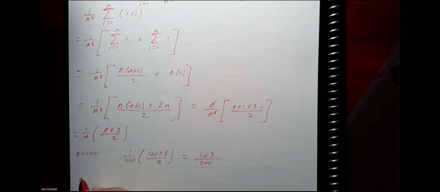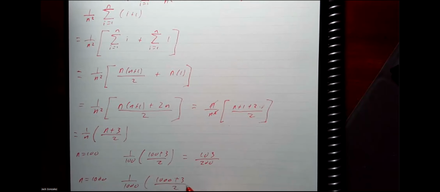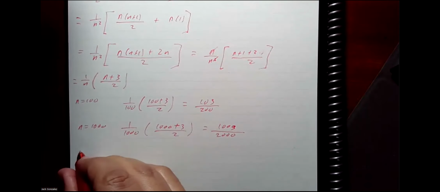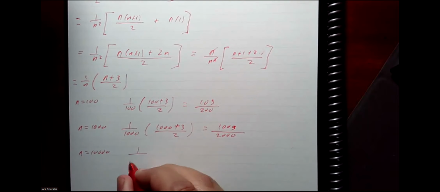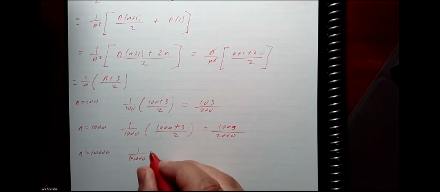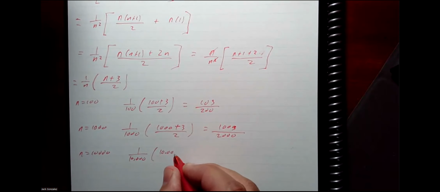And then do the same thing for 1,000. That'd be 1 over 1,000 times 1,000 plus 3 over 2 equals 1,003 over 2,000. No, just do 10,000, the same thing. Anyway, the point is using the formulas will save you time. And it's basically a shortcut.